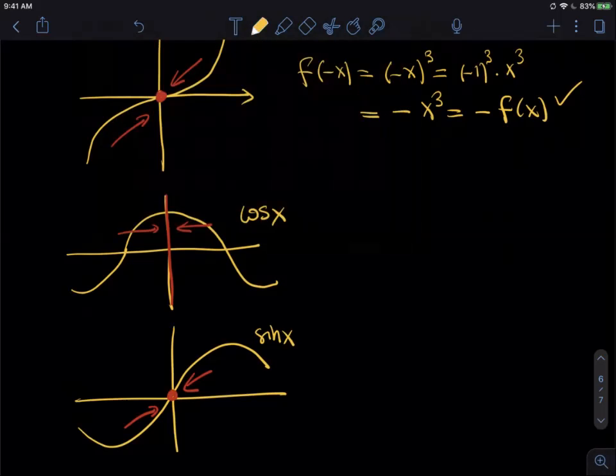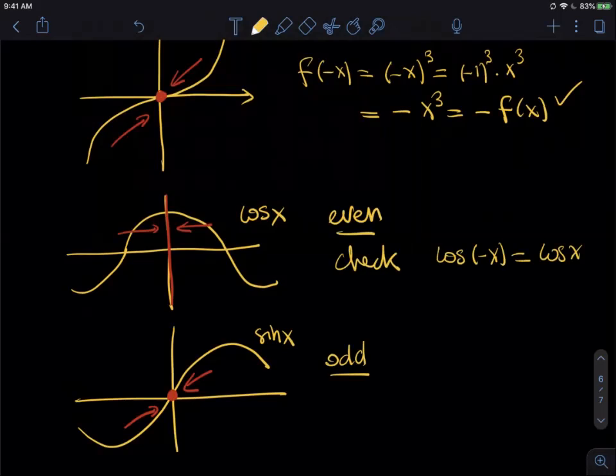Okay, so in these cases, you can check that the first one, the cosine, is even, and the second one is odd. Here you just need to check that the cosine of negative x equals the cosine of x, and the sine of negative x is negative sine of x. Check that in the trigonometric circle.